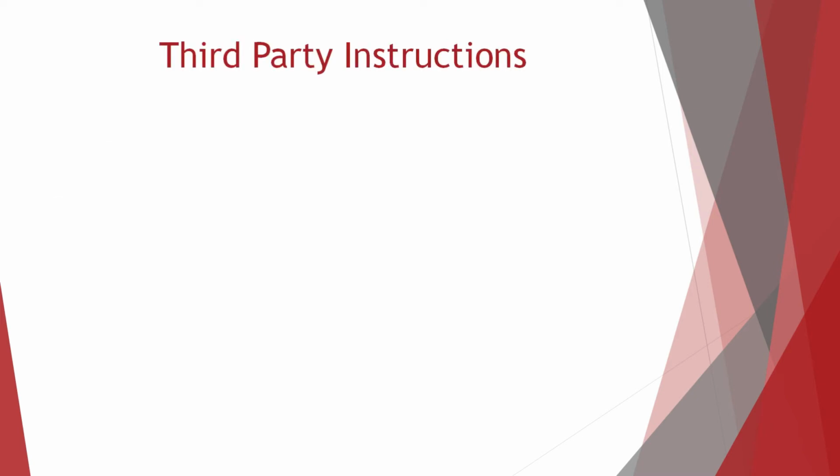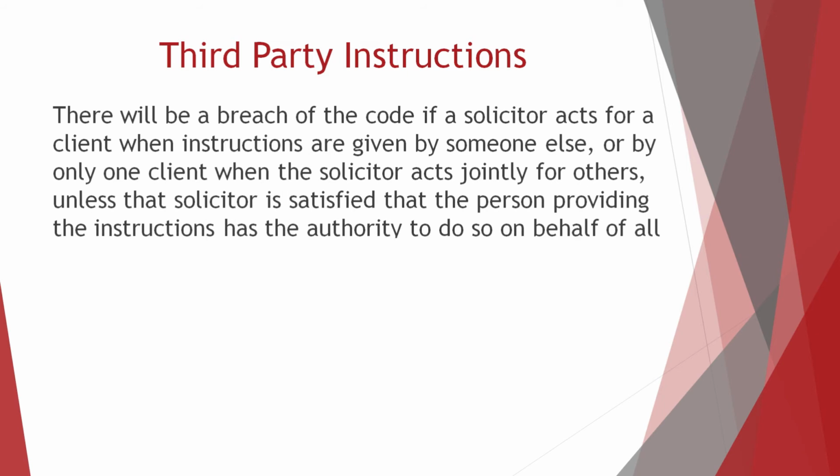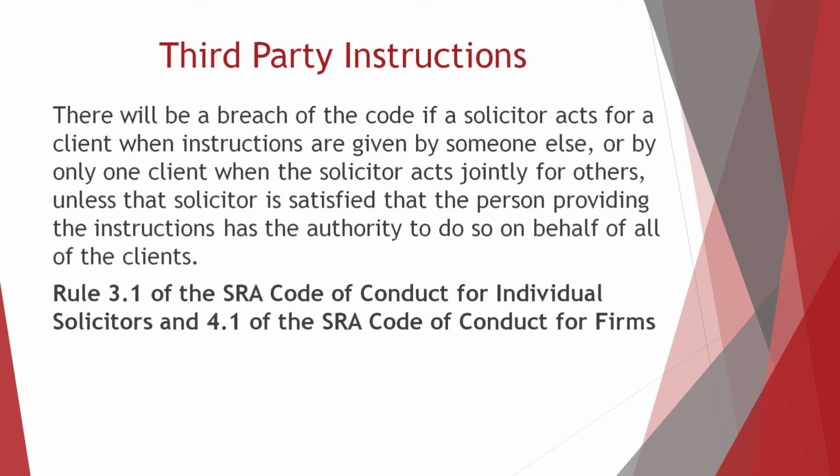Third-party instructions. Rule 3.1 of the SRA Code of Conduct for individual solicitors and 4.1 of the SRA Code of Conduct for firms provides that there will be a breach of the code if a solicitor acts for a client when instructions are given by someone else, or by only one client when the solicitor acts jointly for others, unless that solicitor is satisfied that the person providing the instructions has the authority to do so on behalf of all the clients.